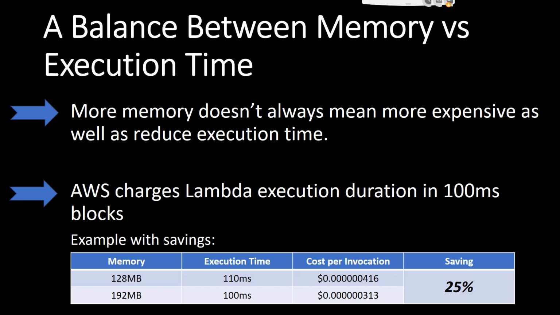So don't go with the rule of thumb that increasing memory will reduce the execution time and therefore save more. That works only for high CPU utilization functions. For other functions, you should use X-Ray monitoring, capture the logs, check the trend, and then make a call.